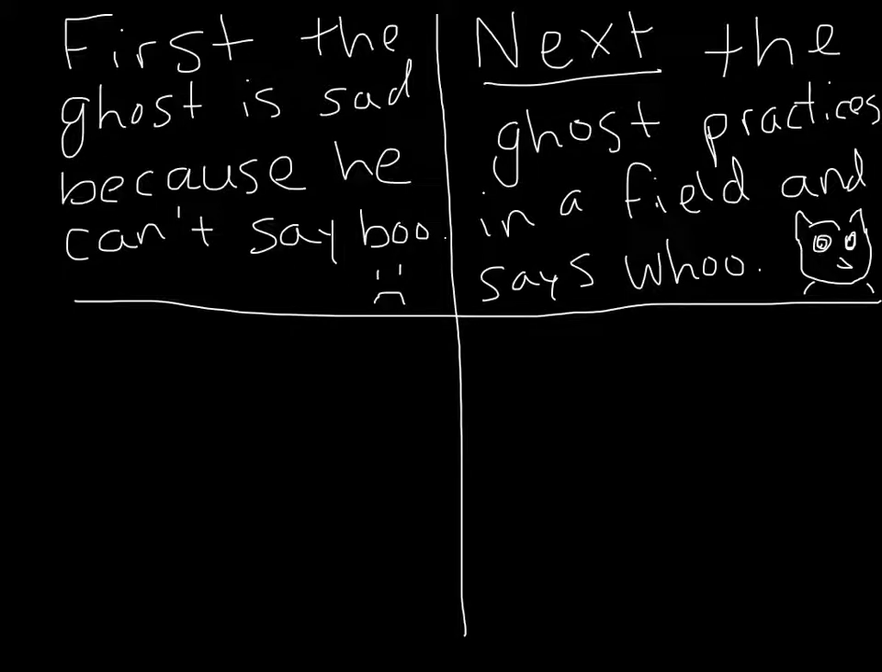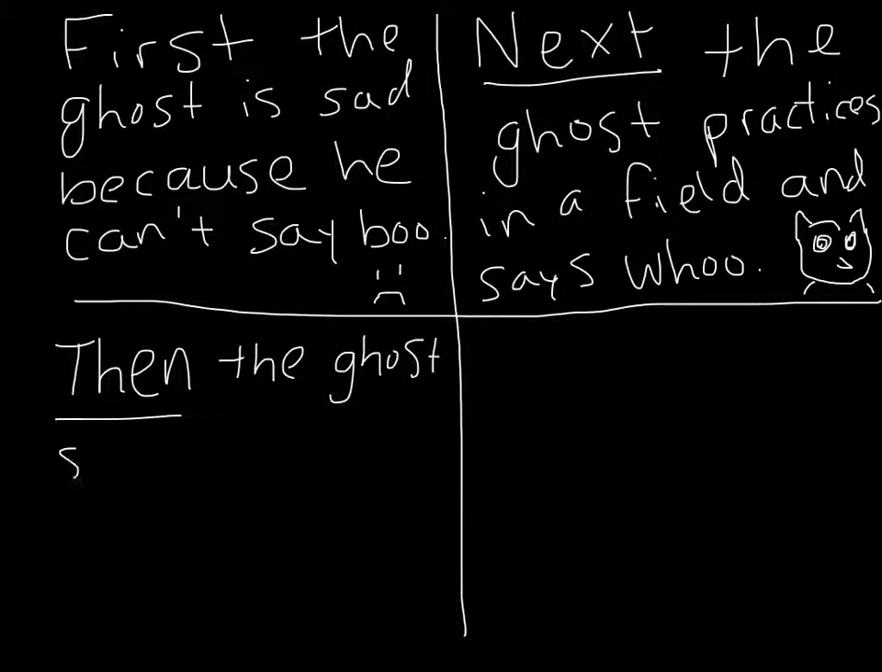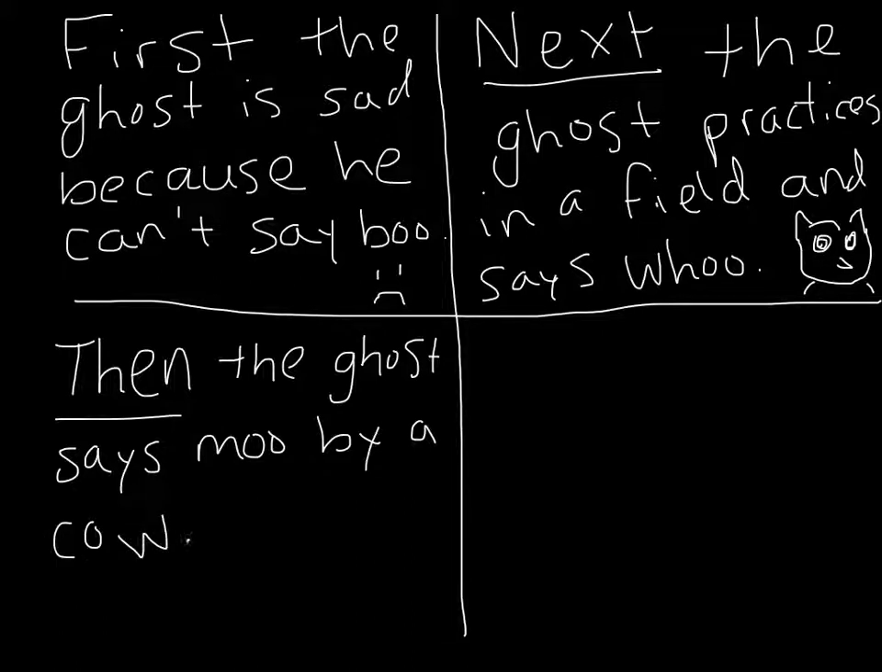In the next one, I'm going to write the word then. It's my transition word. Then the ghost says moo by a cow. And the cow tells him that cows say moo, but ghosts say boo.